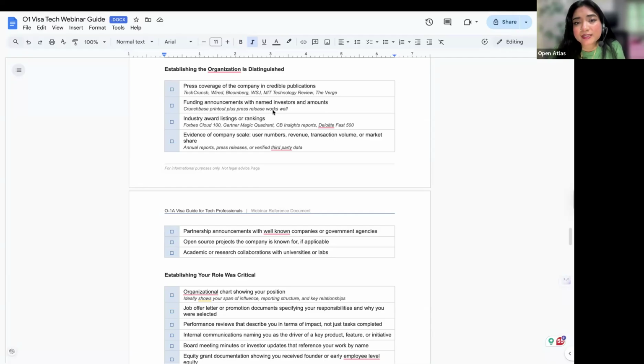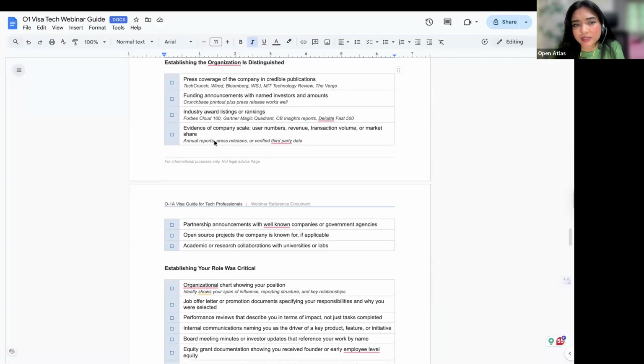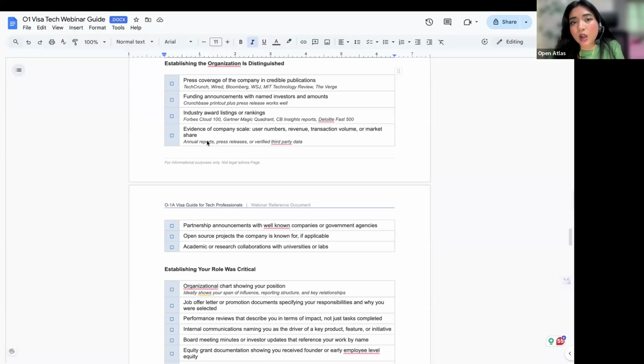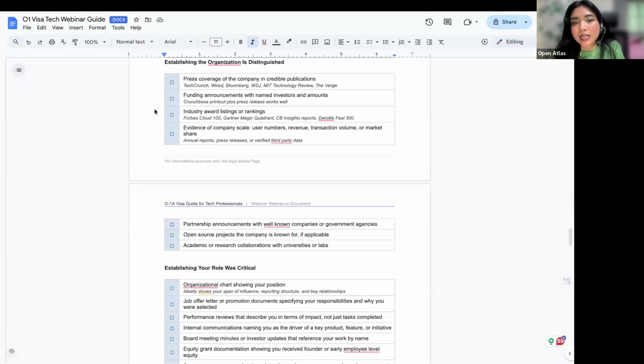Crunchbase printout plus press. It does not mean that if there is Crunchbase or TechCrunch or Wired, it has to be only that. It can be any other press media as well, and that's okay. We just have to check the credibility and press statistics, how many unique visits it has, and it will clear out the understanding of how much value that press carries. Industry award listings or rankings: Forbes Cloud 100, Gartner Magic Quadrant, CB Insights Report, Deloitte Fast 500. It's okay, it doesn't have to be like this. It can be different as well. So please keep the options open.